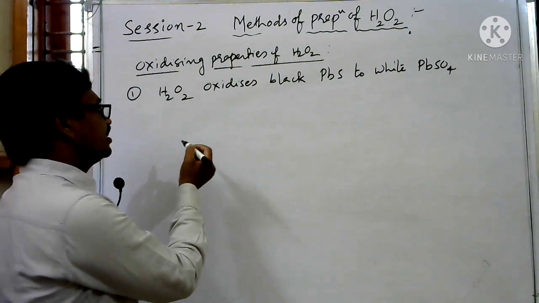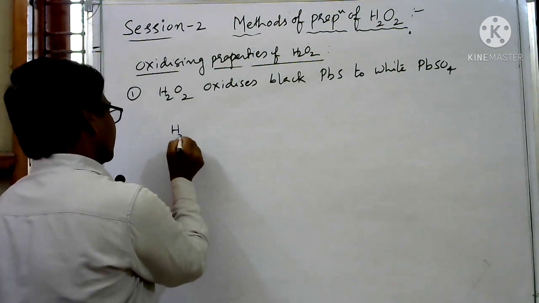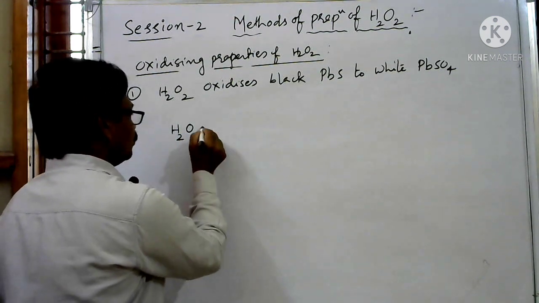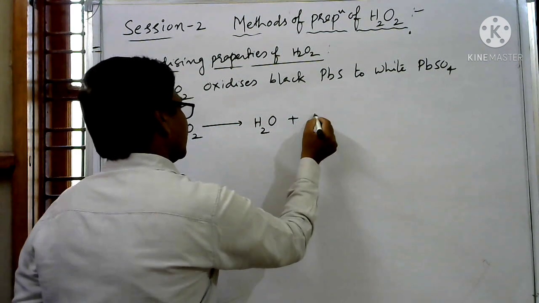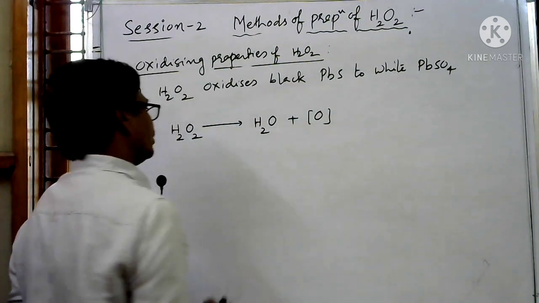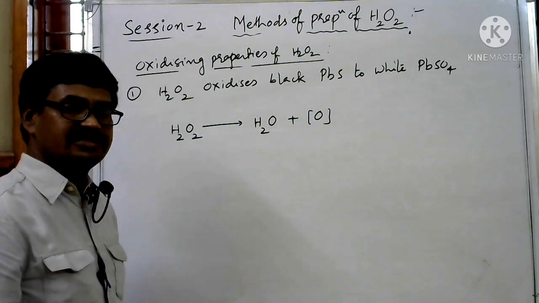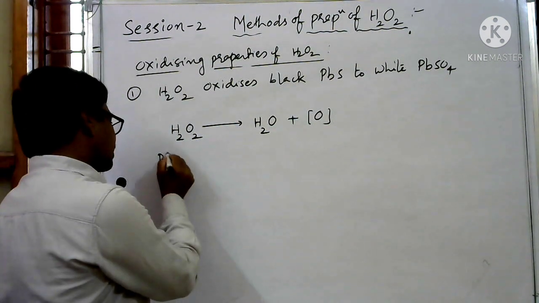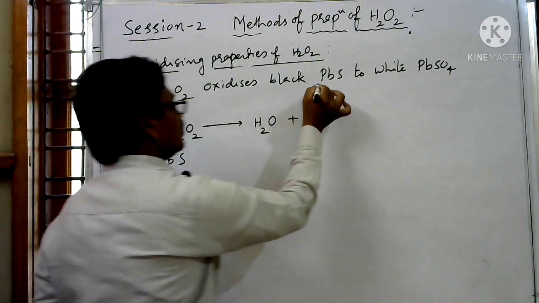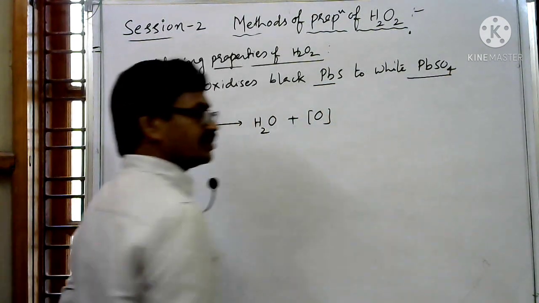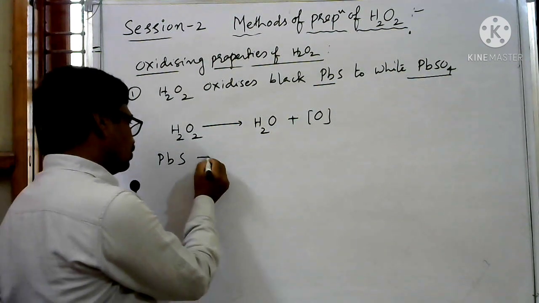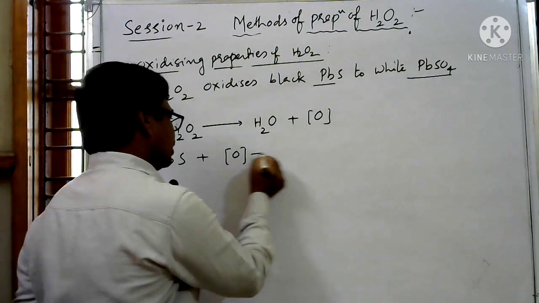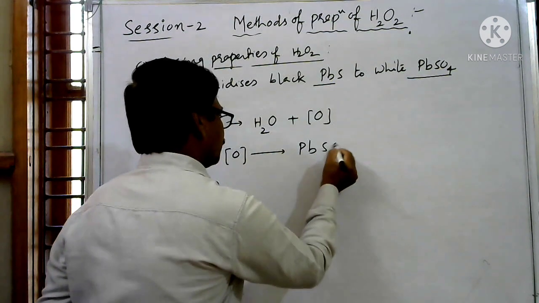See here, I'll write this reaction as a two-step reaction. For this oxidizing property, H2O2 first decomposes to give H2O plus nascent oxygen. This is a skeleton reaction. Now, for PbS, you have to remember that PbS goes to PbSO4; without that statement, we can't write the reaction. So this PbS combines with the nascent oxygen and forms PbSO4.